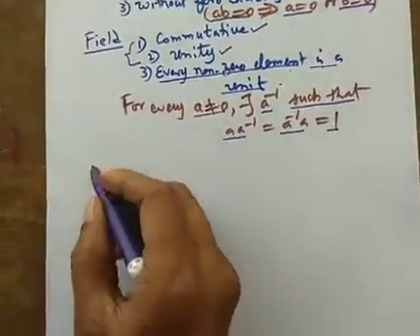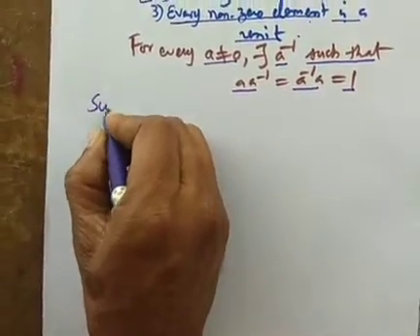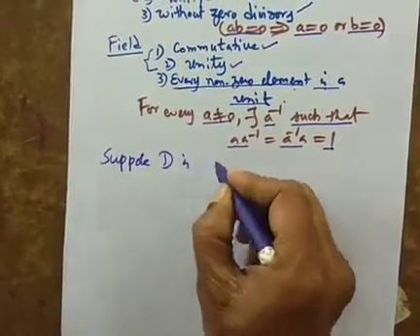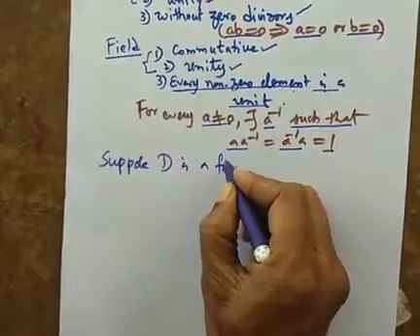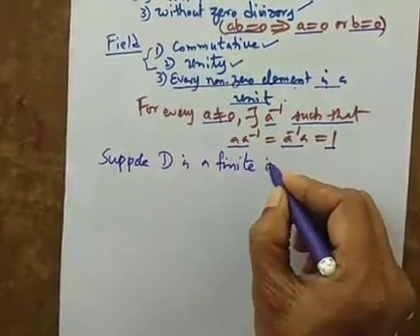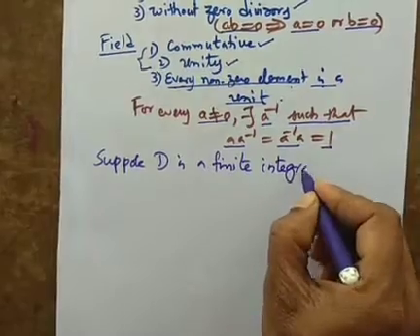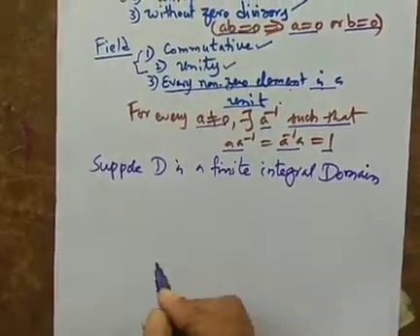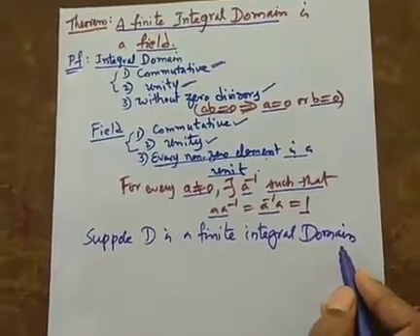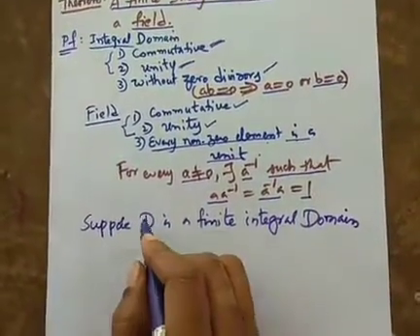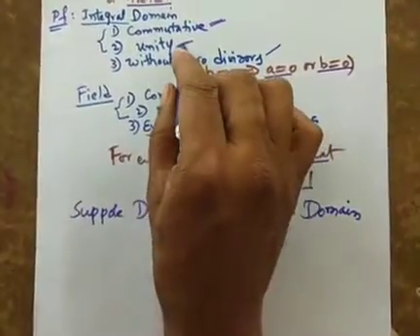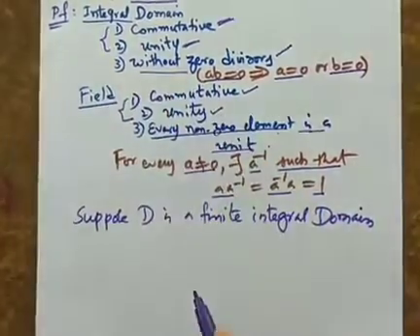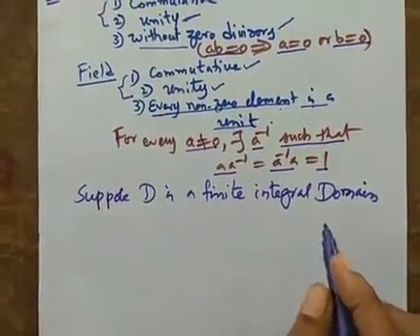For this, suppose D is a finite integral domain. That means D is commutative, D has a unity element, and D is without zero divisors. We have to prove that D is a field.